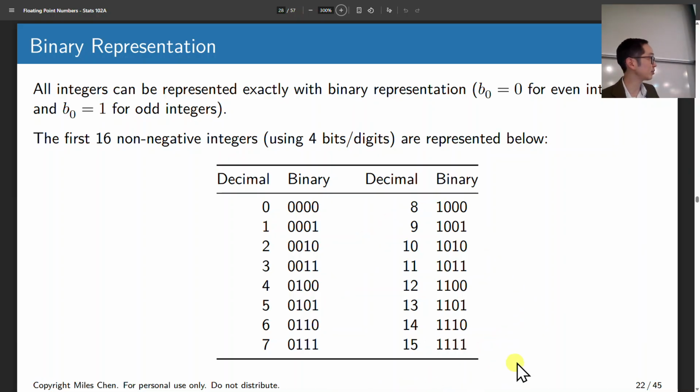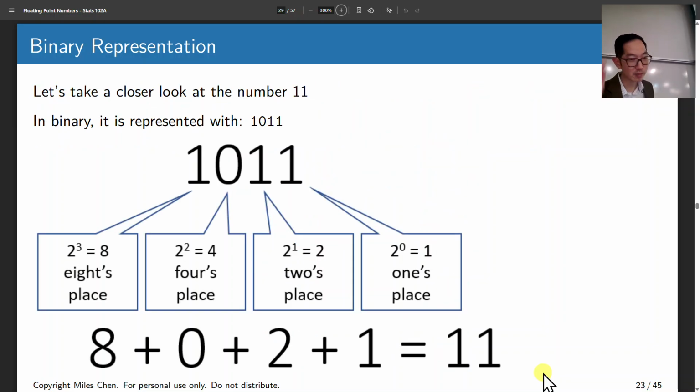And so this is how we represent everything in binary. And then this just keeps going, right? I would have a 1 in the 16's place, and then we would just repeat this whole pattern, but now with a 1 in the 16's place. And so the breakdown of the number 11 in binary is we have 1 eight, no 4s, 1 two, and 1 one. And so 8 plus 2 plus 1 make 11.